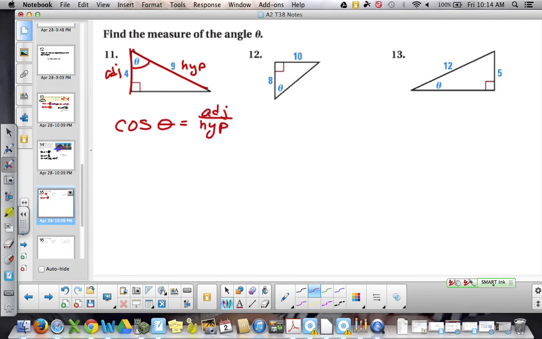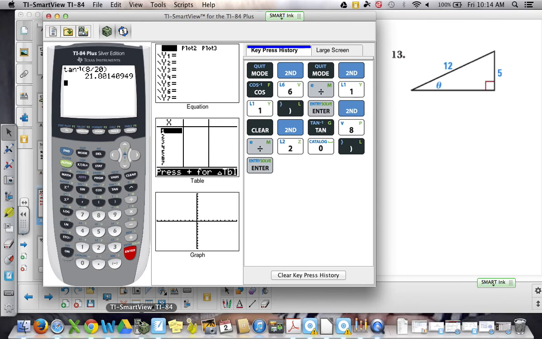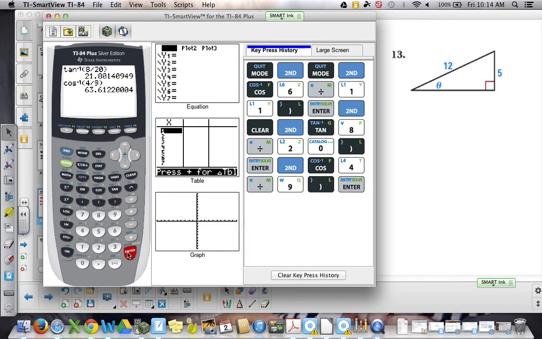So that's the definition we're going to use to set this equation up. So cosine of theta will equal 4 over 9. And then to get theta, we just do cosine inverse of 4 over 9. And calculating that, second cosine 4 divided by 9, it's 63.6 degrees.